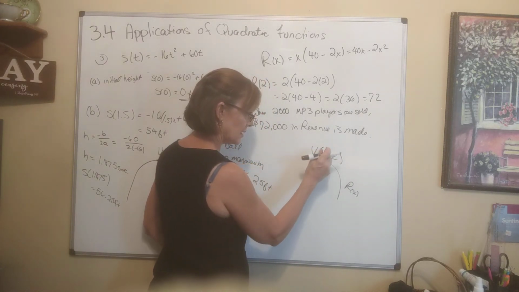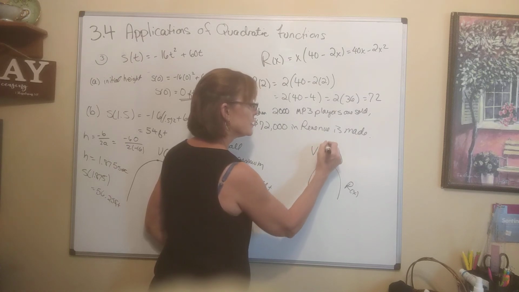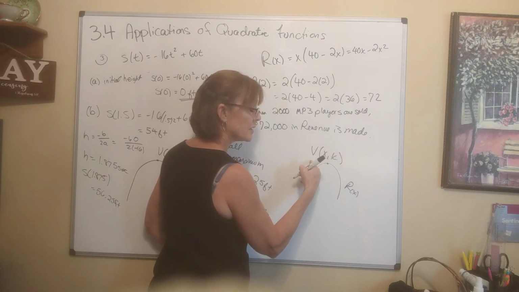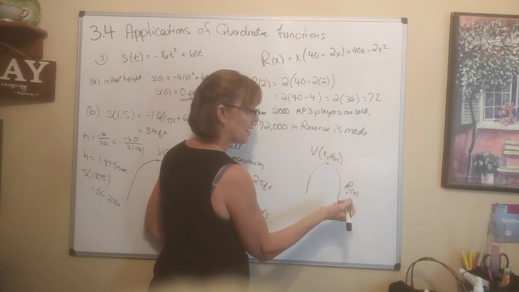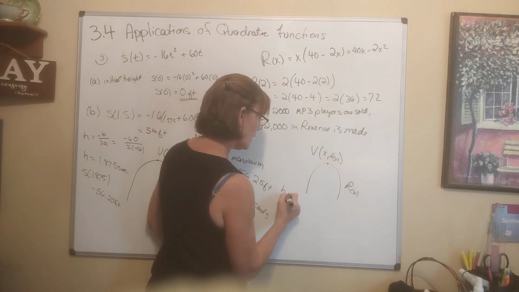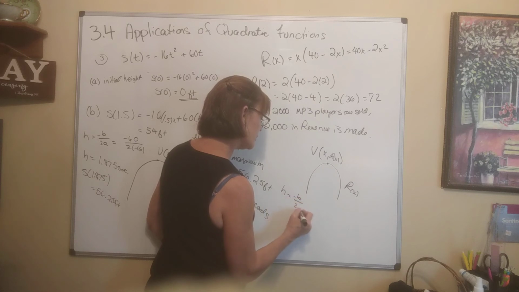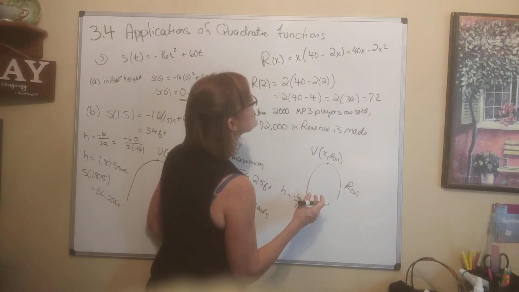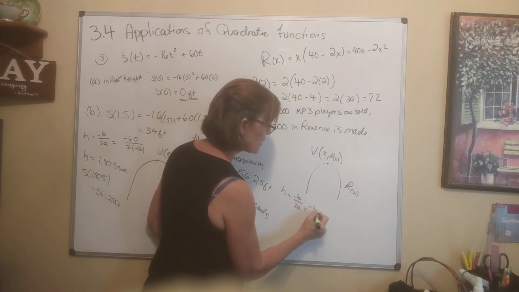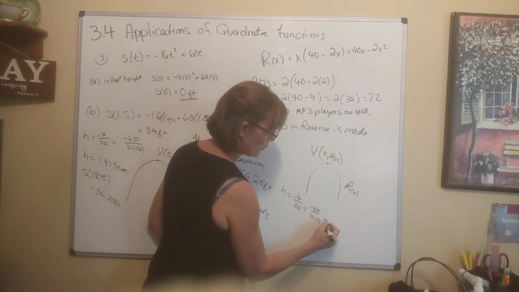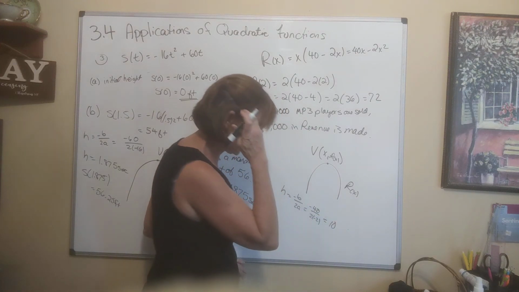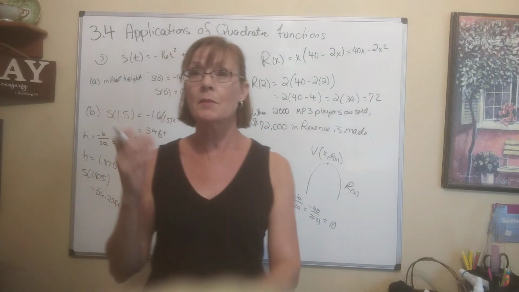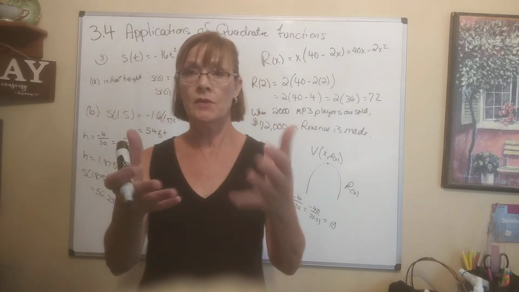All right. H in this case is x, which is the number of MP3 players they need to sell, and k is the maximum revenue we can make. So h is negative b over 2a. This is going to be negative 40 over 2 times negative 2, which is negative 40 over negative 4, which is 10. All right, 10 MP3 players is not the right amount. 10,000 is the right amount.